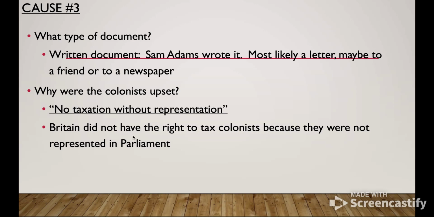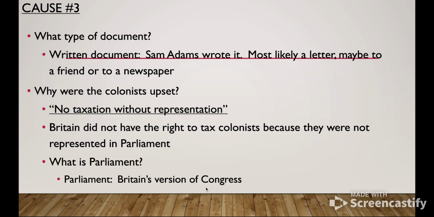So let me explain this. Cause number one was Britain kept raising taxes. The colonists weren't happy about the taxes. But to add to that, they had to pay these taxes, but they didn't get represented in Parliament. Let me explain this. Parliament, and I put this on here, was Britain's version of Congress.